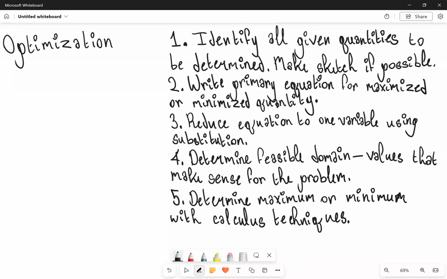I'm not going to do another problem because this is an introduction, but I will have another video for solving optimization problems where we can put this to the test.